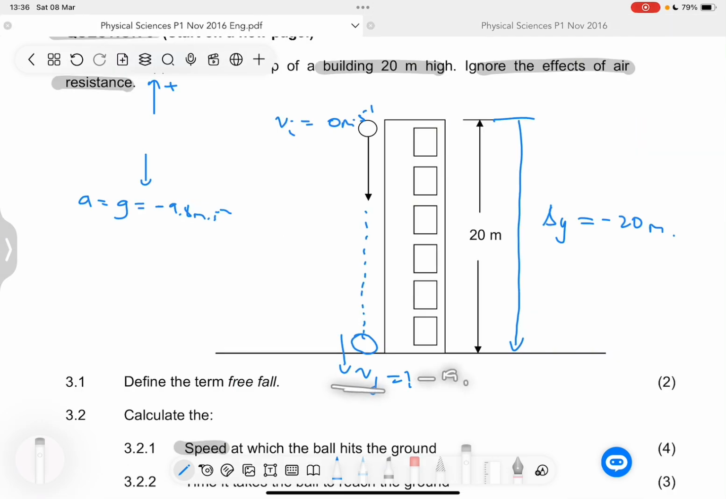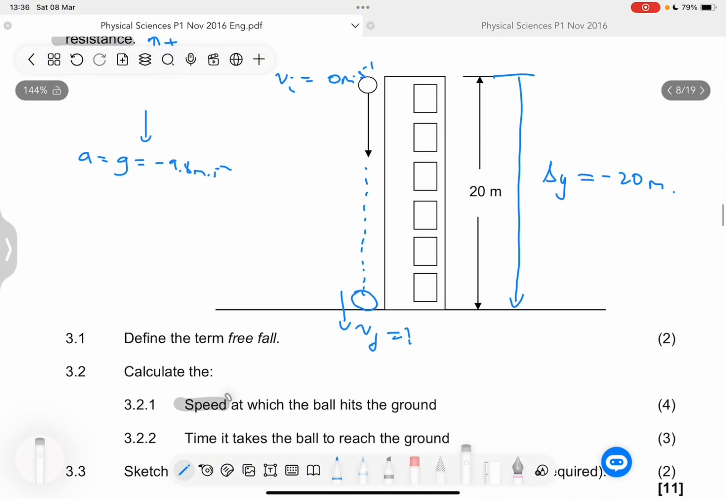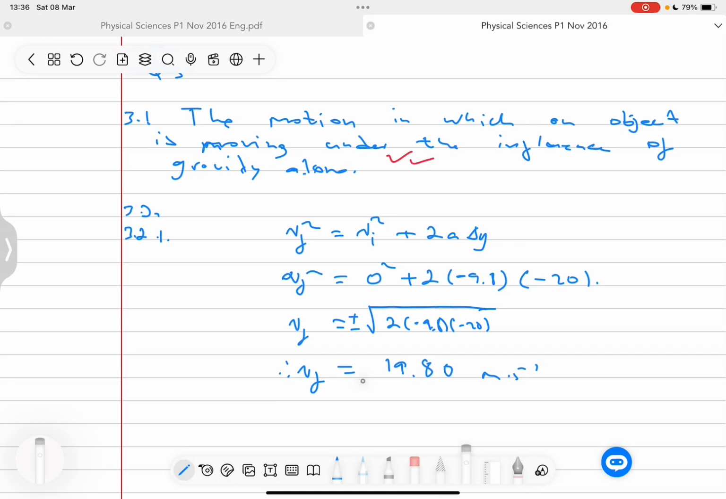Now, obviously, we know that our vector here should be a negative vector. We should get a negative 19.80 meters per second. But because the question says we should calculate the speed, it means we are only going to write the number without the negative there, because speed is only the magnitude of the velocity.